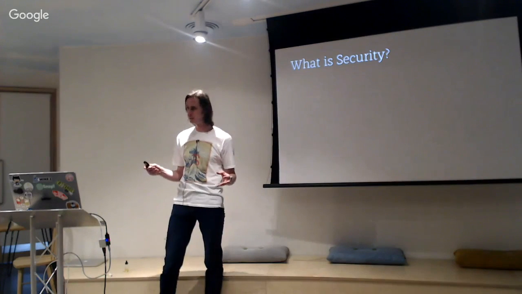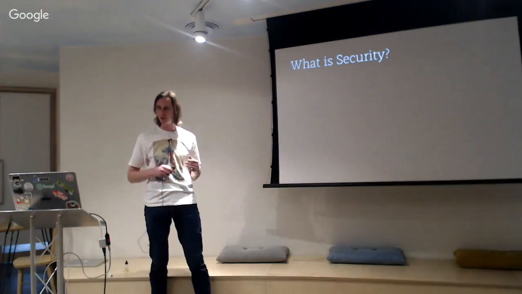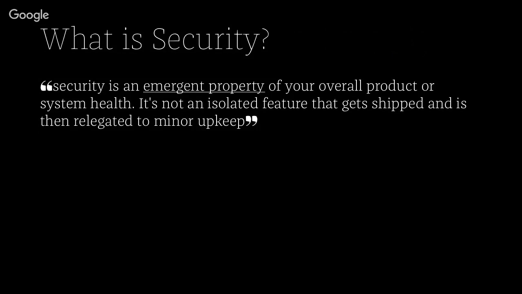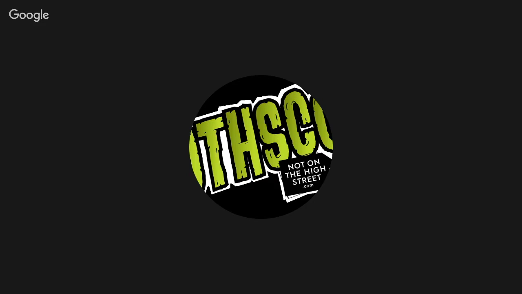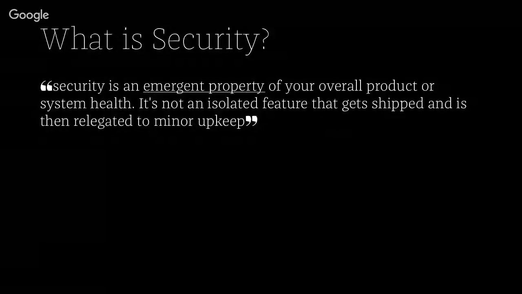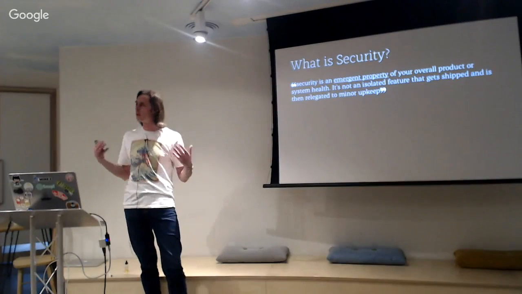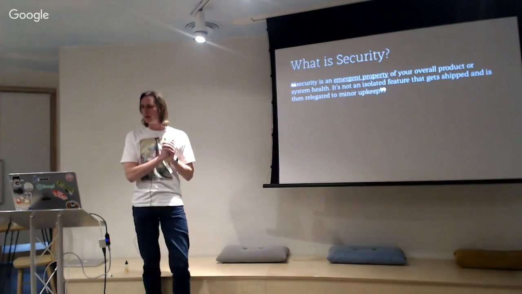of security is. So to quote Justin Hsu, who's an engineer on the Google security team, security is an emergent property of your overall product or system health. It's not an isolated feature that gets shipped and is then relegated to minor upkeep. So you've got to think about this in terms of your own personal health. Security needs ongoing maintenance in the same way as you have to look after yourself. And it also needs upkeep.